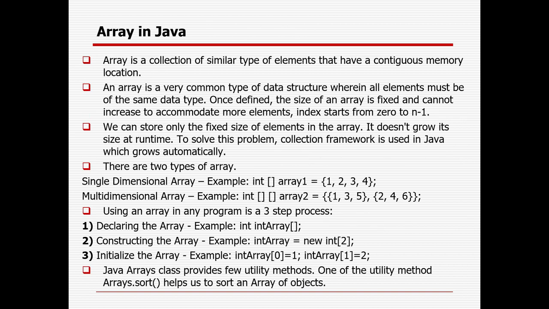An array is a collection of similar type of elements having contiguous memory locations. Once the size of the array is defined, you cannot add more elements. In case you provide fewer values, the remaining will take the default value of the data type. You can have single-dimensional and multi-dimensional arrays.